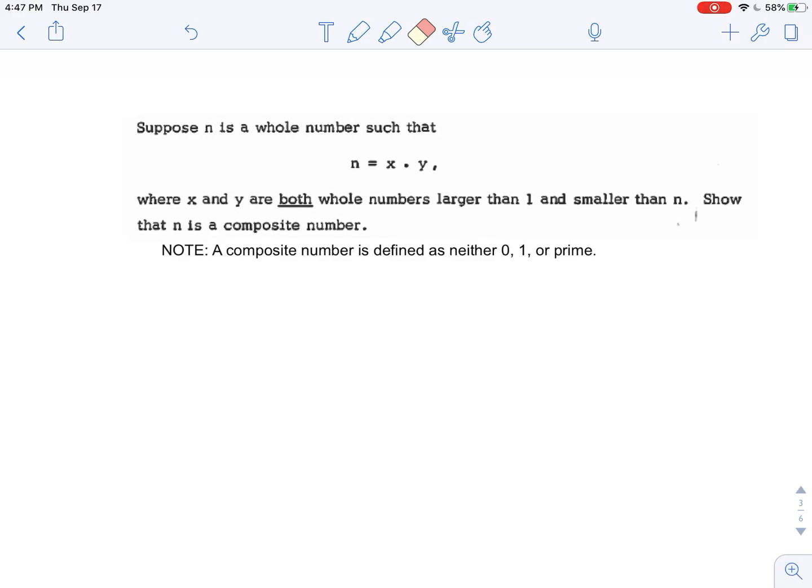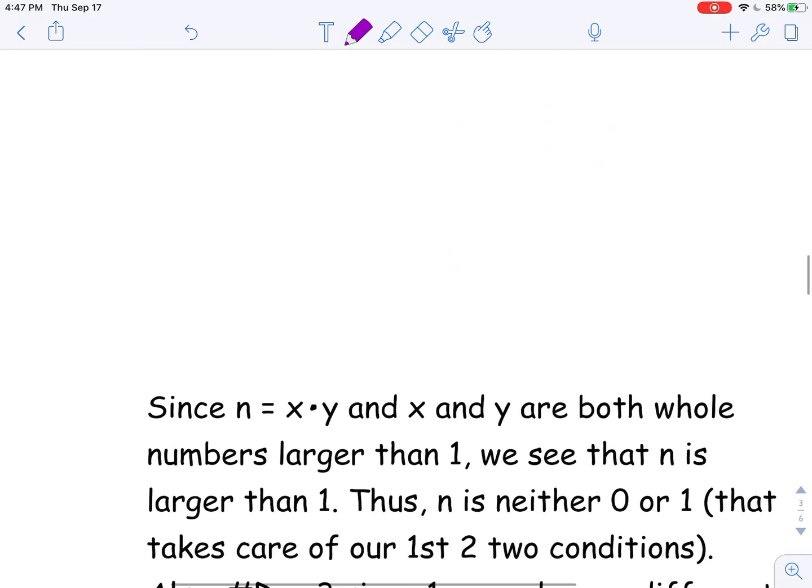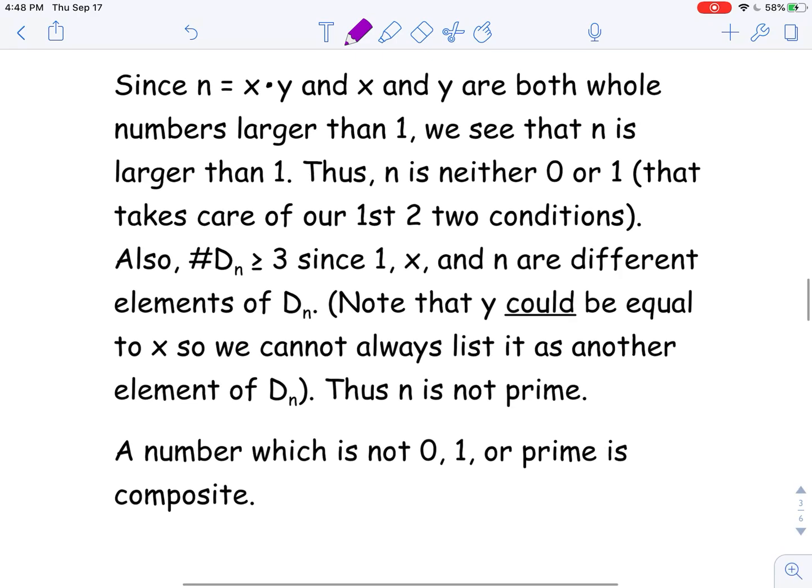Okay, so then there's this question here. Suppose n is a whole number such that n equals x times y, where x and y are both whole numbers larger than 1 and smaller than n. Show that n must be some composite number. Now understand, when I'm talking about composite numbers, we're talking about numbers that are neither 0 nor 1, nor are they prime. And the explanation is right here as follows. Since n is equal to x times y, and x and y are both whole numbers larger than 1, we see that n has to be larger than 1. So n can't be 0 or 1, which takes care of the first 2 conditions.